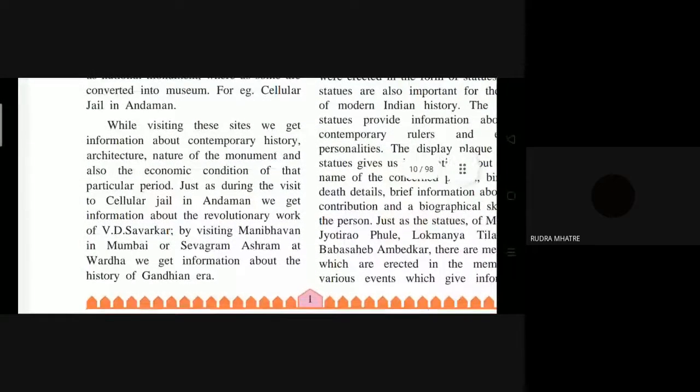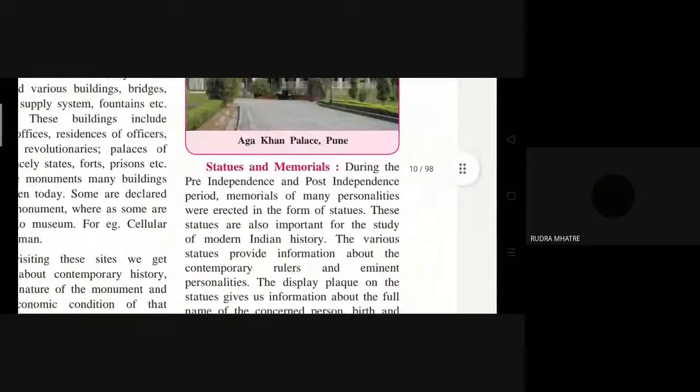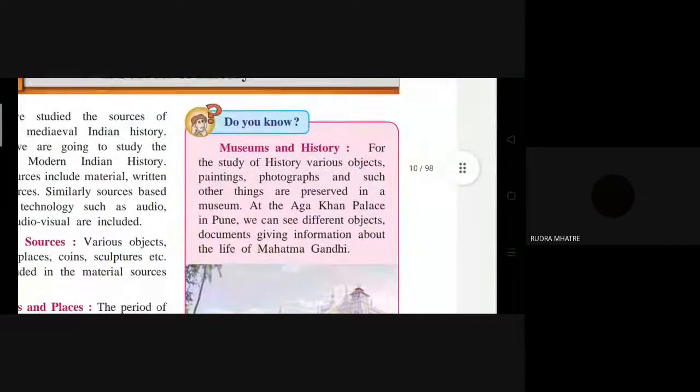While visiting these sites, we get information about contemporary history, architecture, nature of the monument, and also the economic condition of that particular period. Just as during the visit to Cellular Jail in Andaman, we get information about the revolutionary work of V.D. Savarkar. By visiting Mani Bhavan in Mumbai or Sevagram Ashram at Wardha, we get information about the history of the Gandhian era. Okay, stop. Do you know? Museums. Stop.